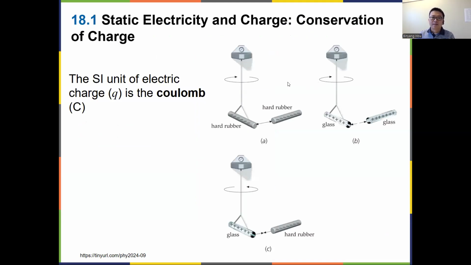Last time we talked about charges. There are two types of charges, positive charge and negative charge. Like charges repel each other and opposite charges attract each other.